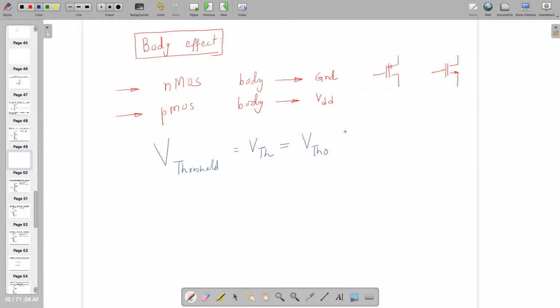There is one more thing, which is a function of VBS, where B stands for body and S stands for source. So this is body and this is source, and VBS is equal to VB minus VS. If body and source are at different potential, then body effect will occur. If VB is not equal to VS, then body effect will occur and your threshold voltage will change.